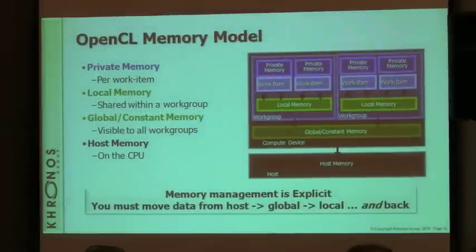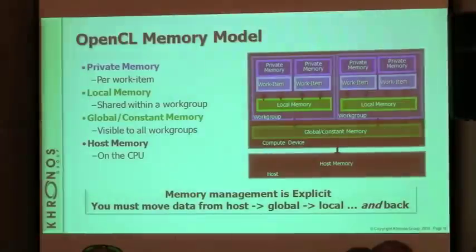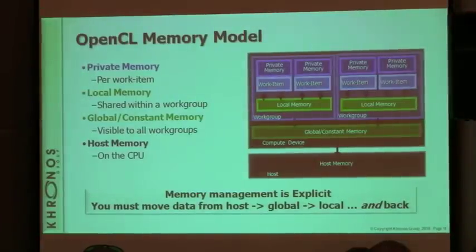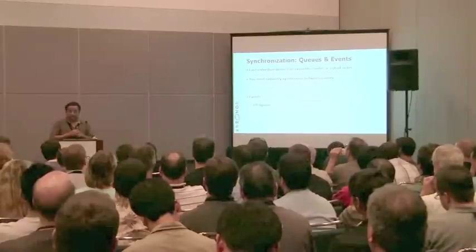So let's talk about the memory model. It's a hierarchical memory model. We have the host where the application data originates. And then we have global memory. This is the memory on the device itself, the GPU DRAM. And this is visible to all in the API.